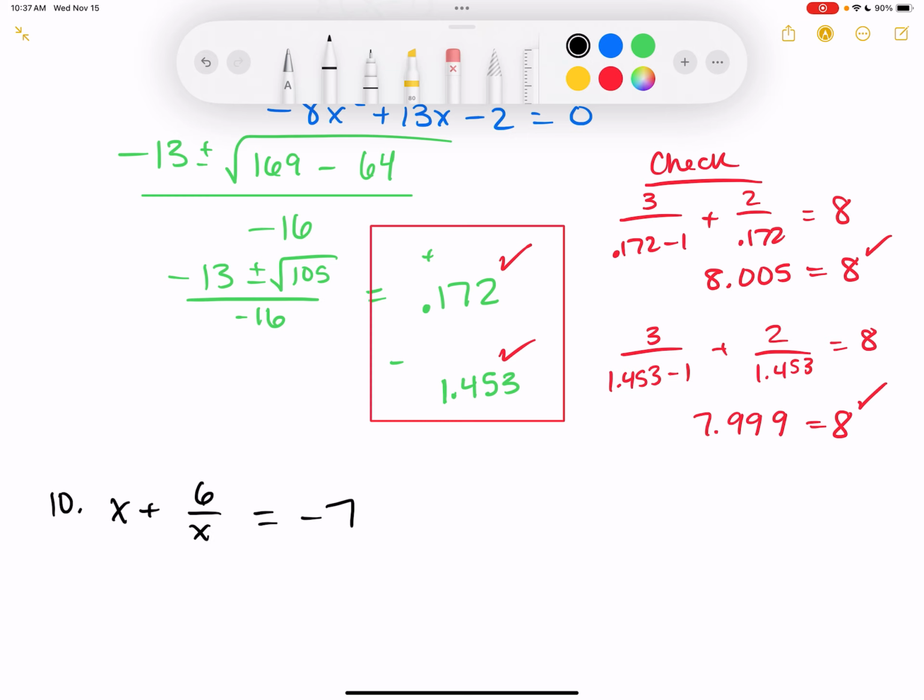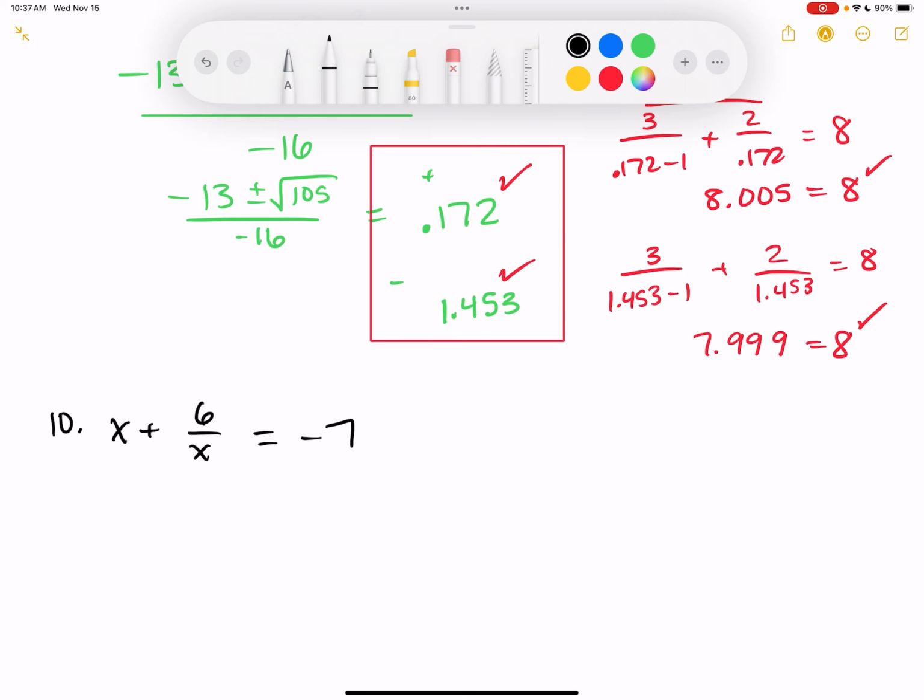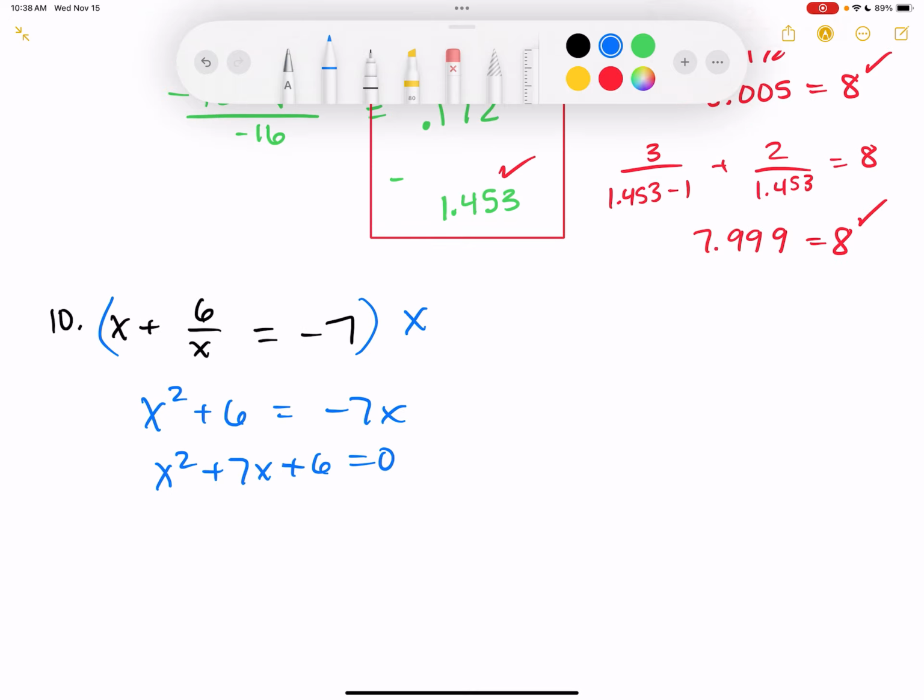So what do I need to do to go about solving this one? Multiply across everything. At a minimum on the left-hand side, but by multiplying everything by x, I can completely get rid of the fraction because it basically just skips a step for me. So I've got x squared plus 6 equals negative 7x. Move that over. x squared plus 7x plus 6 equals 0. Now what? x plus 6, x plus 1. Yes.